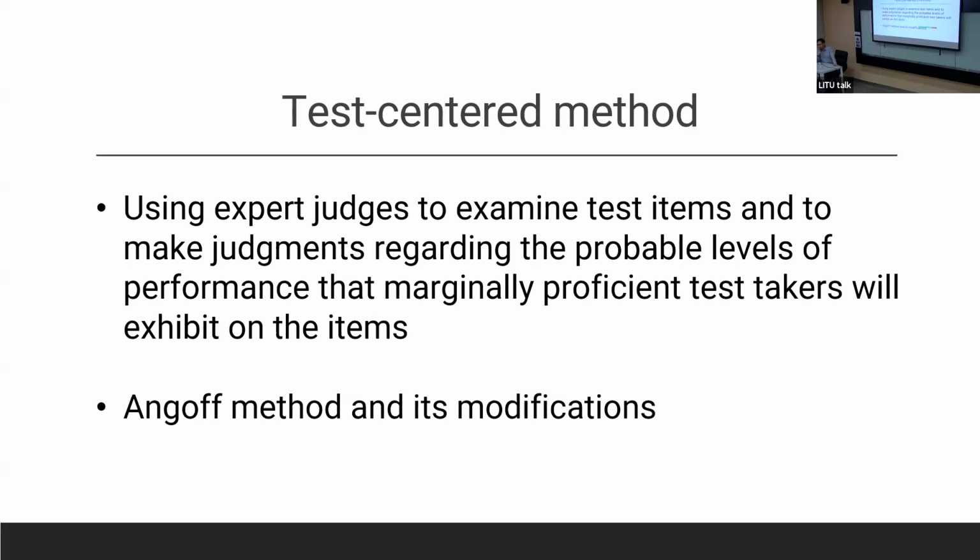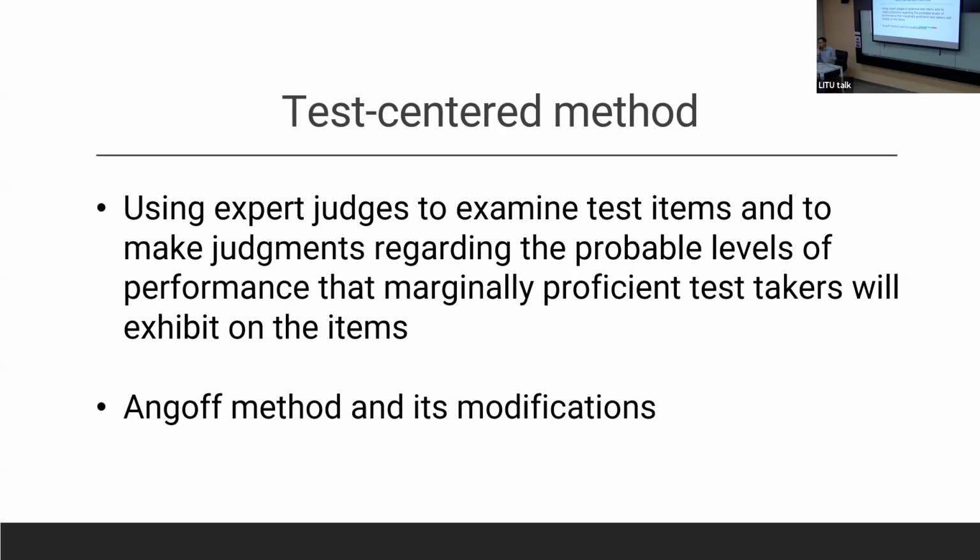Can you understand what it's about? There are many different steps involved, right? Step one. What do you have to do? You have to imagine marginally proficient test takers. So we need 5 cut points to classify students into 6 different CEFR levels, right?